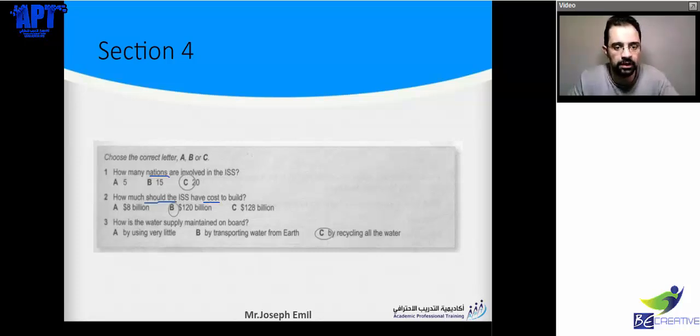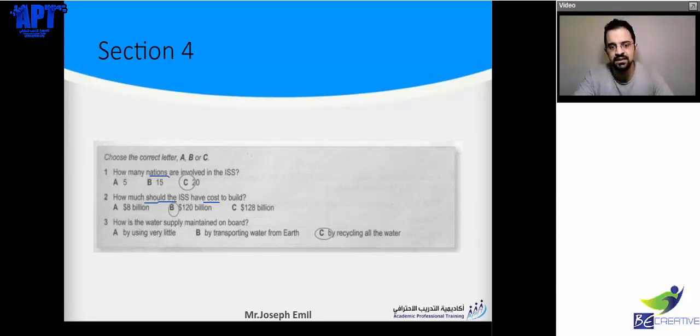So, the first one, how many nations are involved in the ISS? They're talking about the United States, Russia, I think Brazil, China, maybe Britain, right? And the 15 nations of the European Space Committee. Okay. How much should the ISS have cost to build? He said how much should have cost to build. All right. So it should have cost 120 billion, but the price increased by 8 billion to become 128 billion. So the answer is 120.